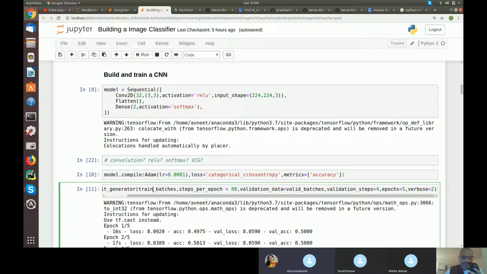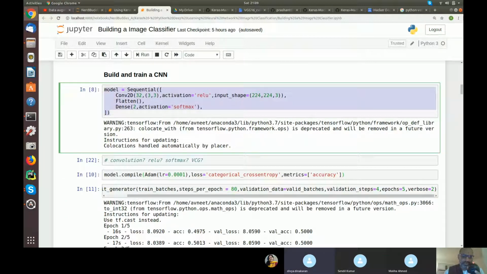Okay. Yes. Great. So let's talk about the first step, which is how do we set the architecture? Essentially we will have three layers. First is a convolutional layer. Second is a flatten layer. And third is a dense layer.